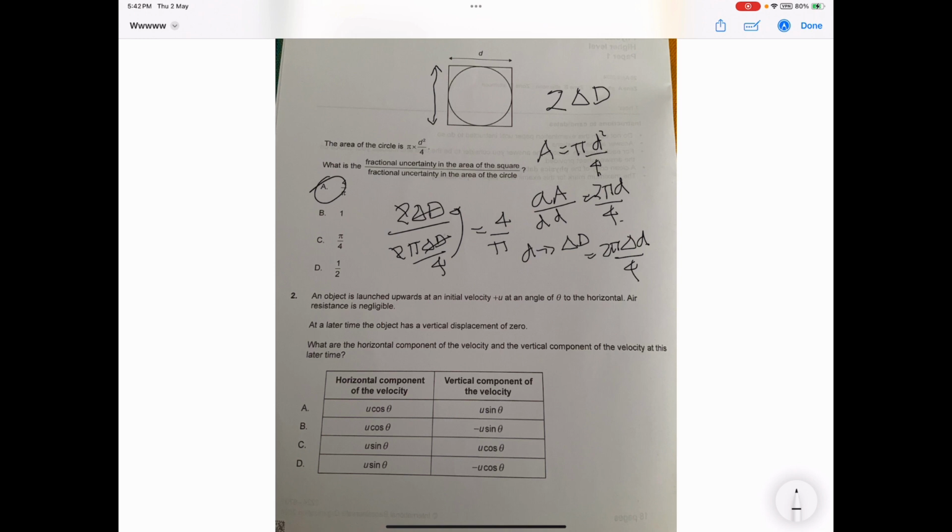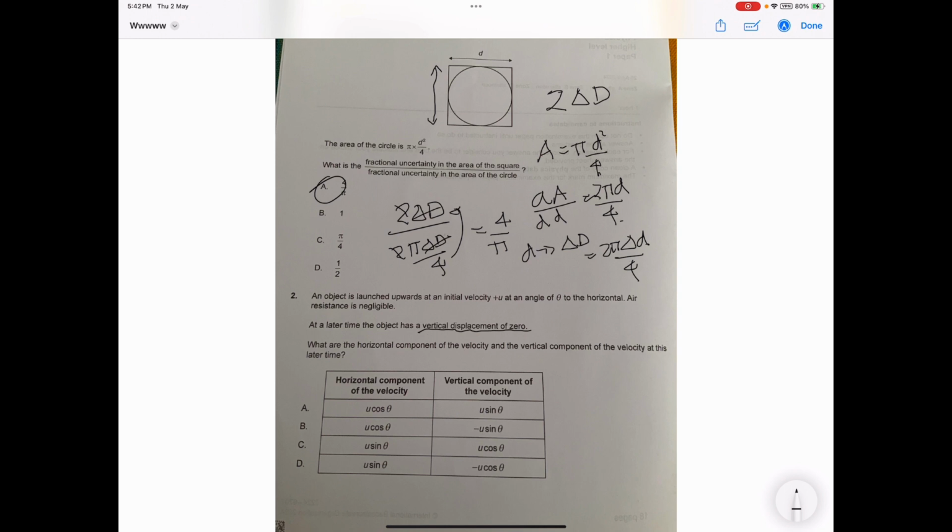Number 2, an object is launched upwards at an initial velocity plus u at an angle theta to the horizontal. Air resistance is negligible. At a later time, the object has a vertical displacement of 0. Very important detail here. A vertical displacement of 0. So what are the horizontal component of the velocity and the vertical component of the velocity at this later time?